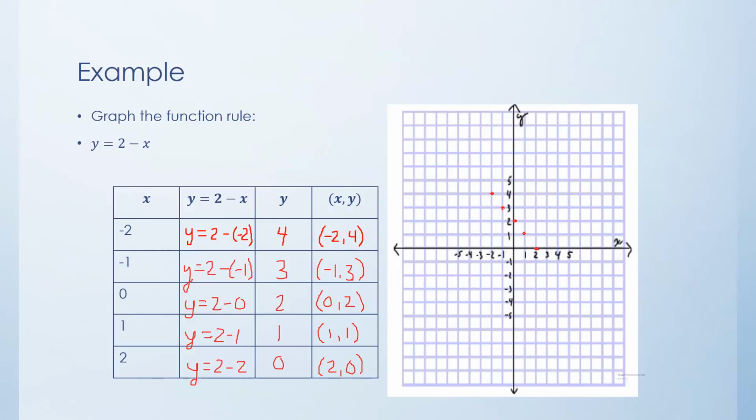Then, since this is just a simple function rule and all values are possible, I need to connect the dots to make it a continuous function, like so. I always want to make sure anytime I do a graph that I write my function rule next to the graph itself, on the graph.